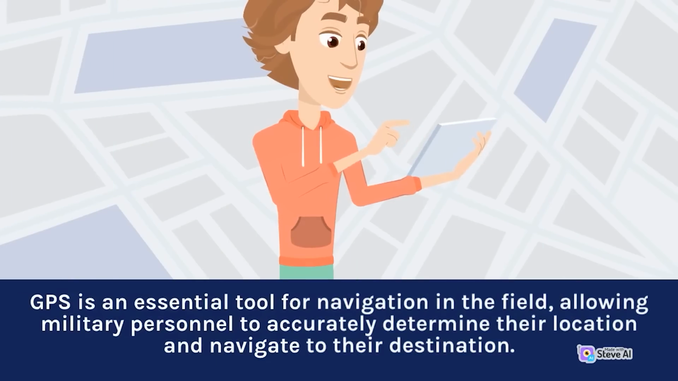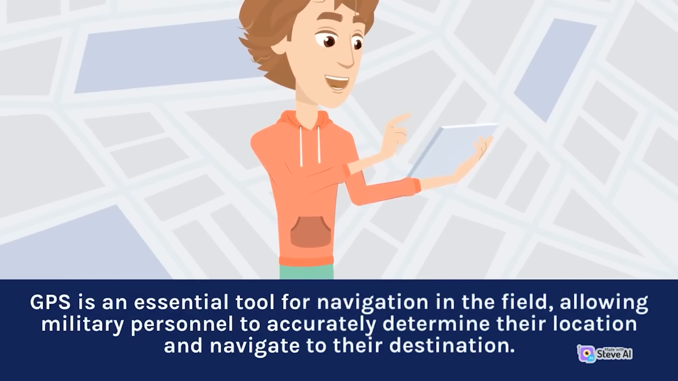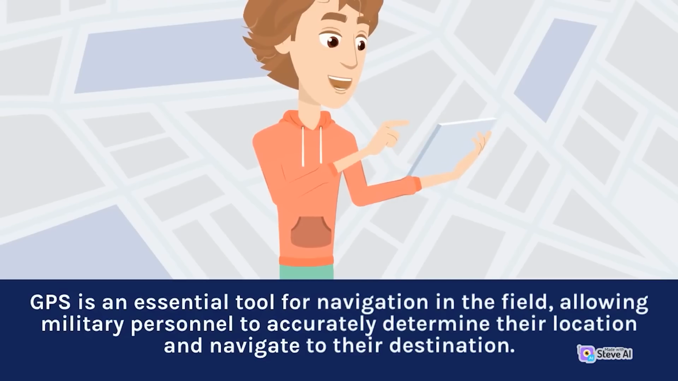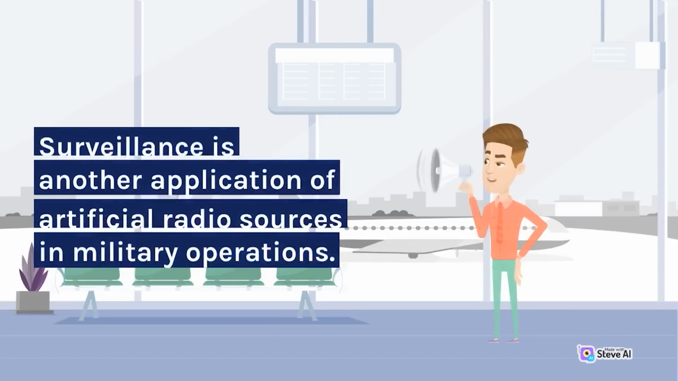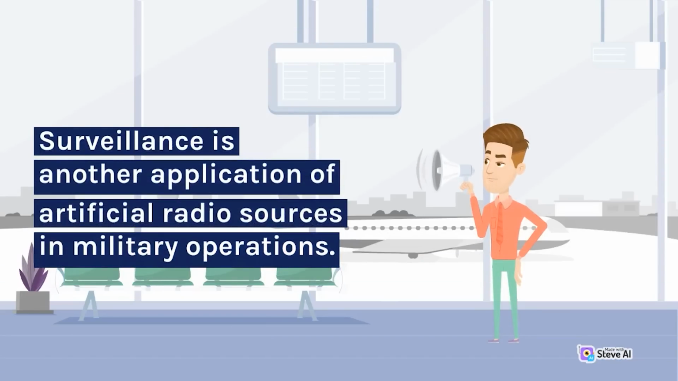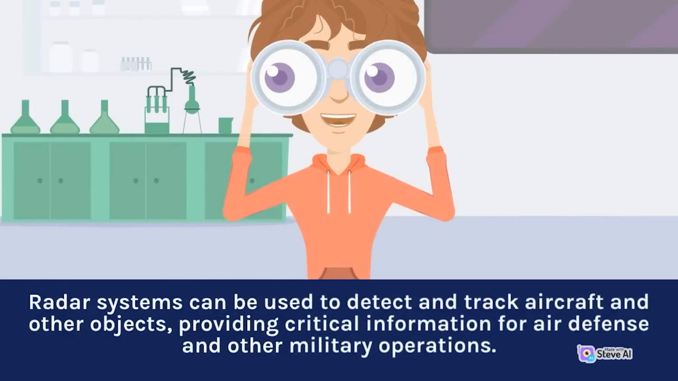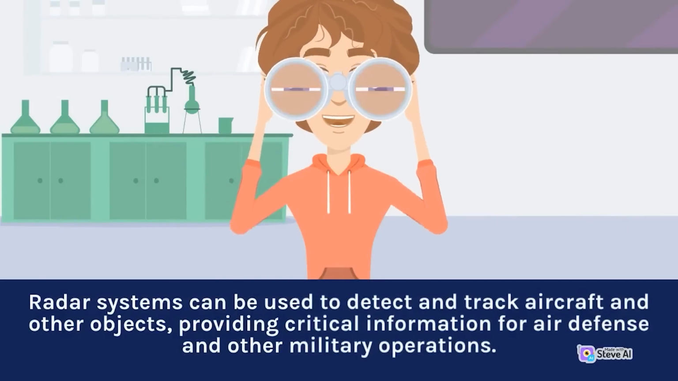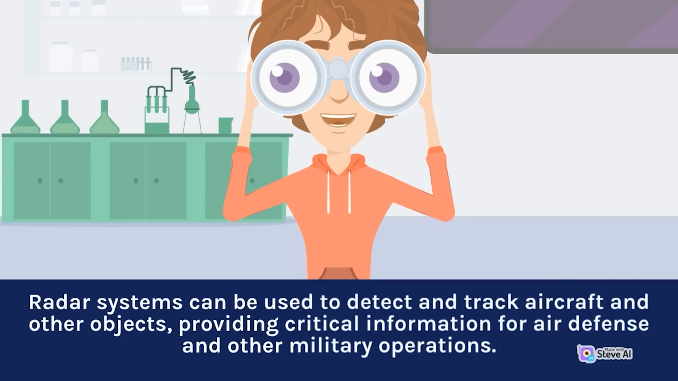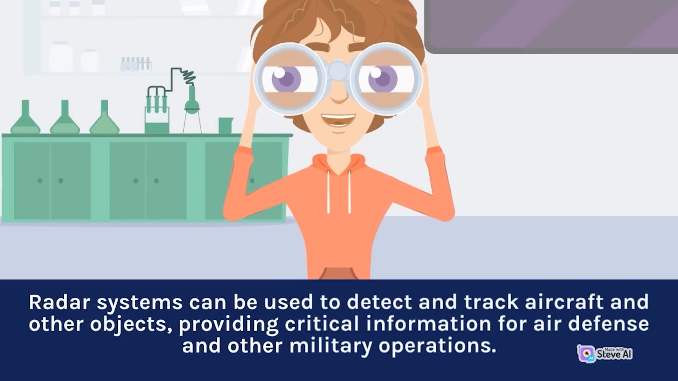GPS is an essential tool for navigation in the field, allowing military personnel to accurately determine their location and navigate to their destination. Surveillance is another application of artificial radio sources in military operations. Radar systems can be used to detect and track aircraft and other objects, providing critical information for air defense and other military operations.